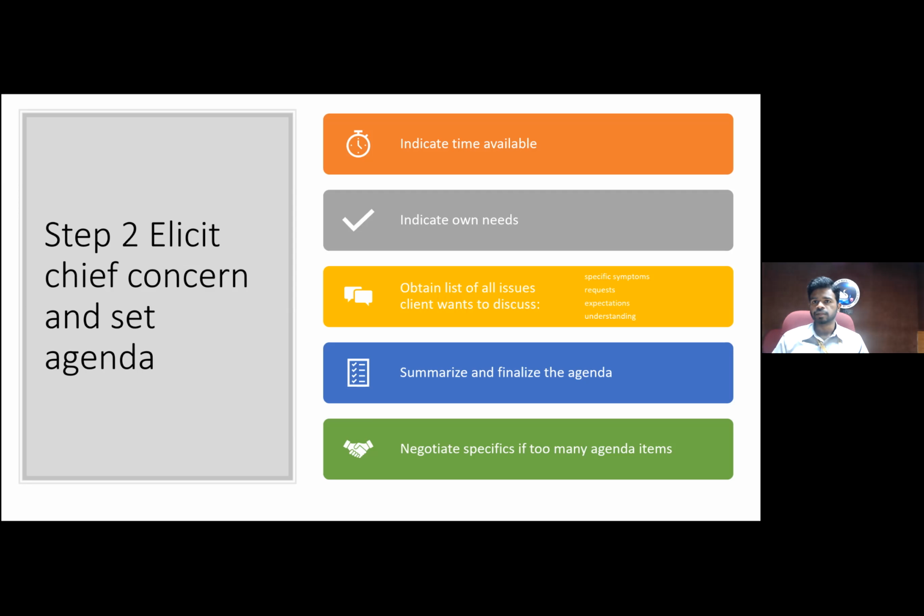So being very clear and on the same page from day one is very important, so that the trust, confidentiality, and the adherence to therapy will be maintained from the beginning, right? So once you set the agenda, you elicit the chief concerns of why they've come, right? And then you summarize and finalize the agenda. So this is what you've come for, is what I have understood. If there are too many agendas, I think you have to negotiate specifics, right? And say that today we'll be focusing on the assessment part, or if it's the second or third session, mind you, each session can have its own agenda.